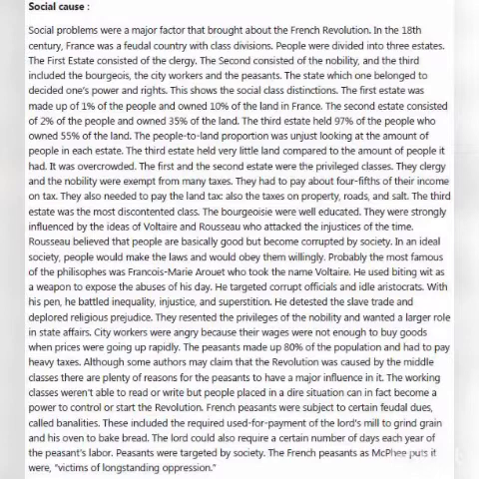France's peasants were subject to certain feudal obligations called banalities. This included the required use, for payment, of the lord's mill to grind grain and his oven to bake bread. The lord could also require a certain number of days each year of the peasants' labor. Peasants were targeted by society. The French peasants, as McAfee puts it, were victims of long-standing oppression.